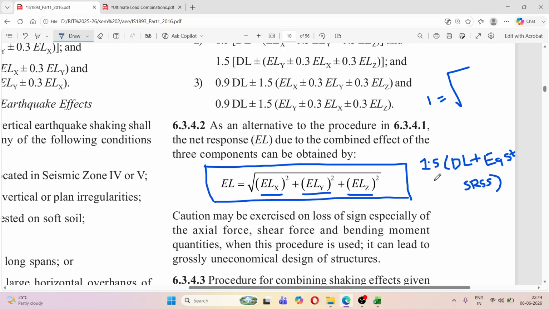Similarly, 1.5 dead load plus response spectrum SRSS, that is response spectrum in X direction square plus response spectrum in Y direction square plus response spectrum in Z direction square. Similarly, EQTH time history SRSS, then time history X direction square plus time history Y direction square plus time history Z direction square. So this is a bit advanced stuff, but make sure you are aware of all these things.